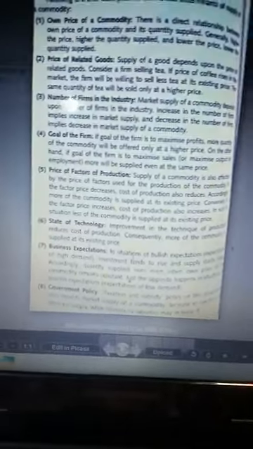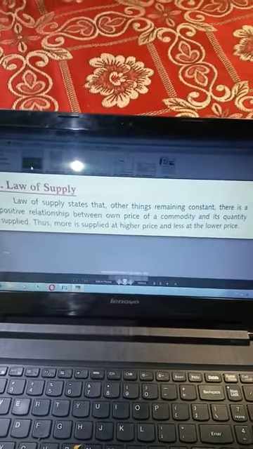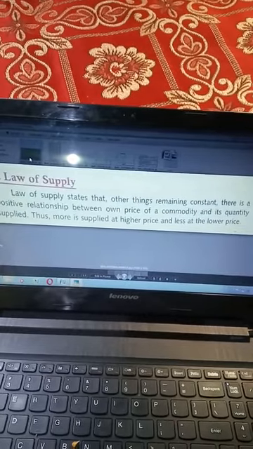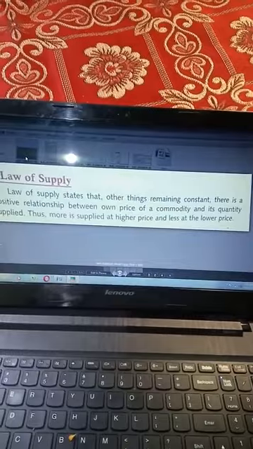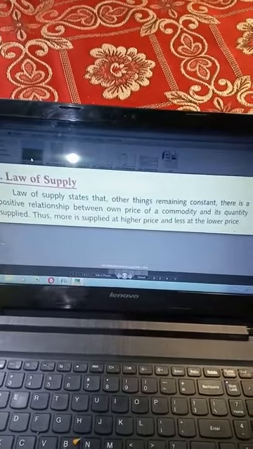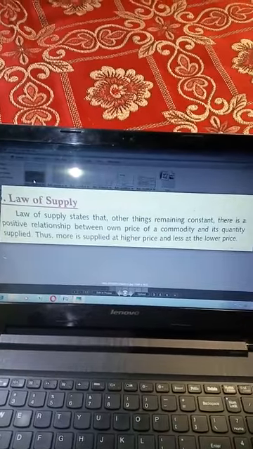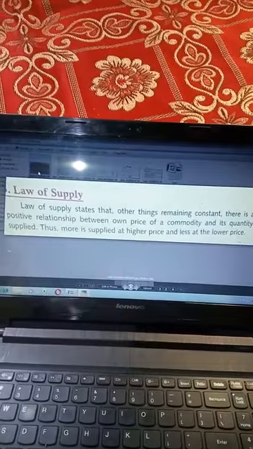Okay, now I will come back with what is meant by law of supply. Law of supply states that, other things remaining constant, there is a positive relationship between own price of a commodity and its quantity supplied. That means more is supplied at higher price and less at lower price. Or, all of you will say that there is a positive relationship between price and the quantity supplied of a commodity.